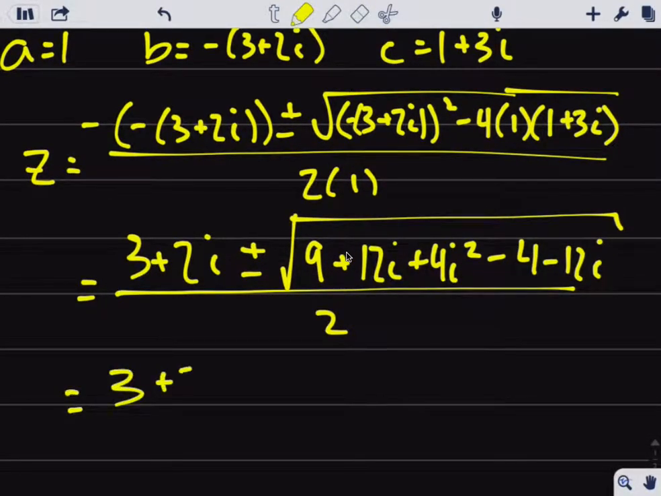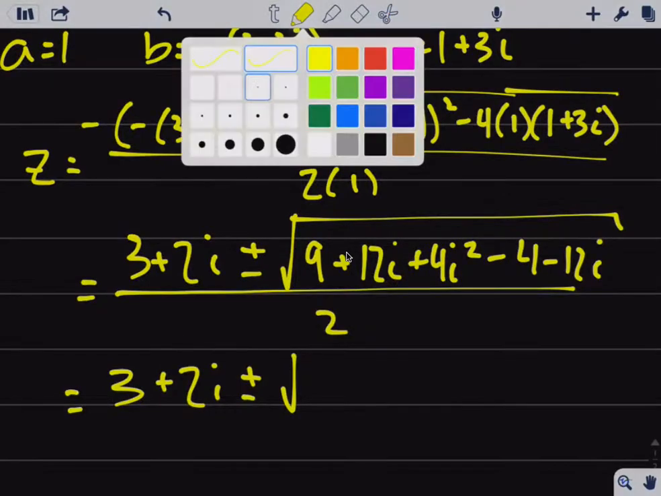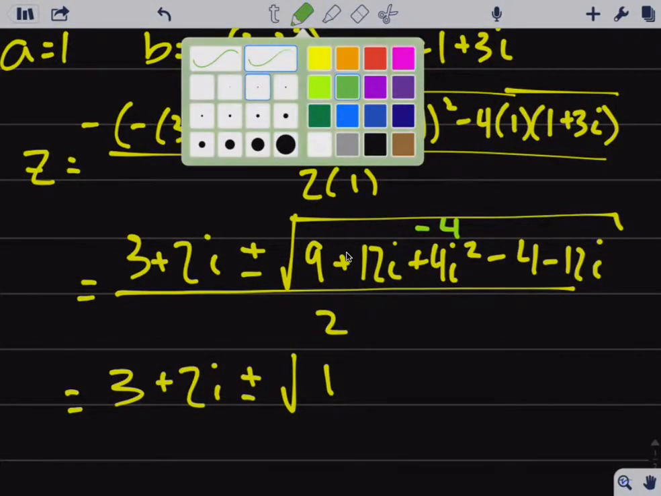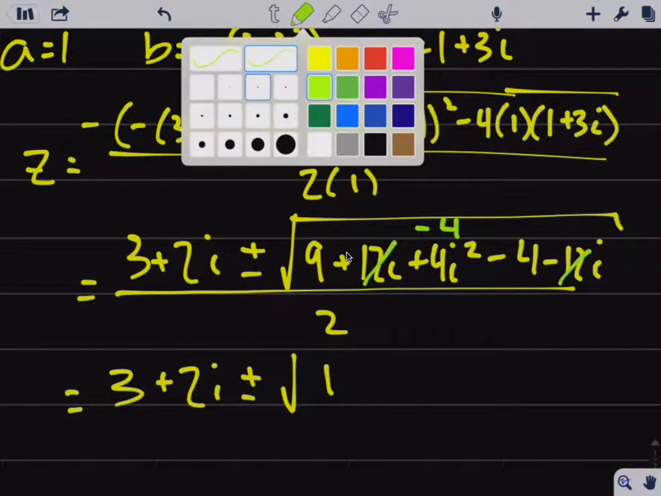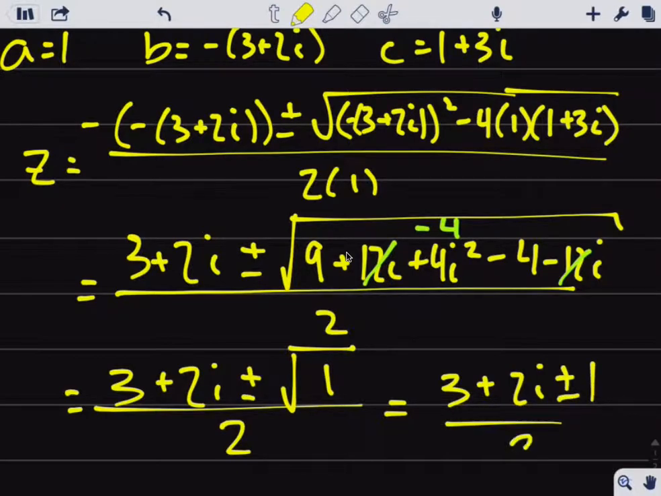So we get 3 plus 2i plus or minus the square root of this right here, which is negative 4. Okay, so we get 1 because 9 minus 4 is 9 minus 8 is 4, and then the 12 i's will cancel. And so I just end up with 1 underneath the radical, which makes our life really easy, over 2. So I get 3 plus 2i plus or minus 1 over 2.